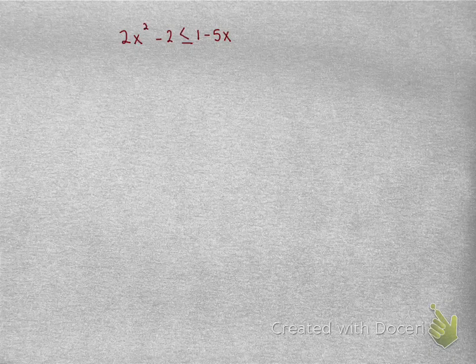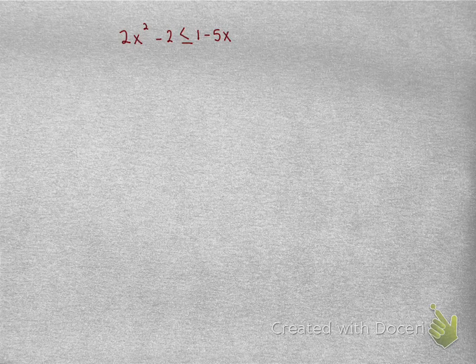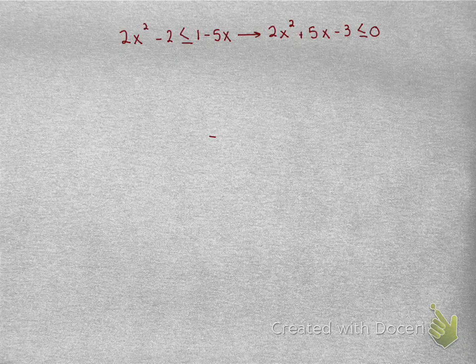Okay, so here's the next one. It says, solve that inequality and graph the solution set. So first of all, the idea is you get everything on one side of that inequality symbol with a 0 on the other side. That means the 5x is going to be added to the left and the 1 is going to be subtracted from the left. So our inequality becomes 2x squared plus 5x minus 3 is less than or equal to 0.